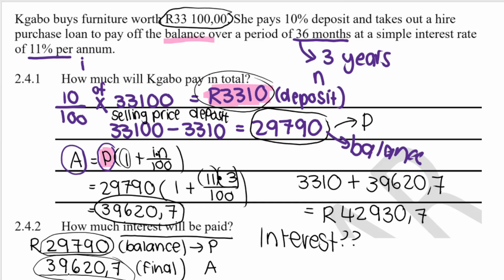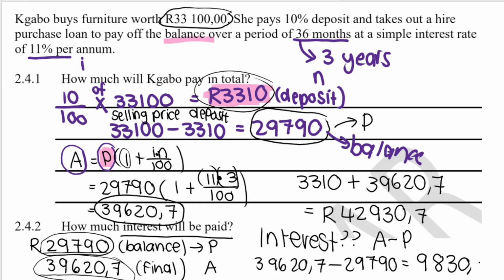So how do we work out how much interest? Well, we take the ending amount, A, and we minus P. So take 39,620.7 and we minus 29,790 and we get 9,830.7. That is the amount of interest that was paid.